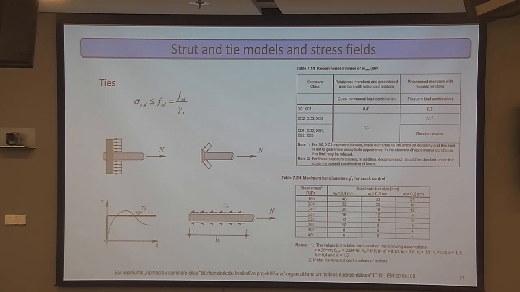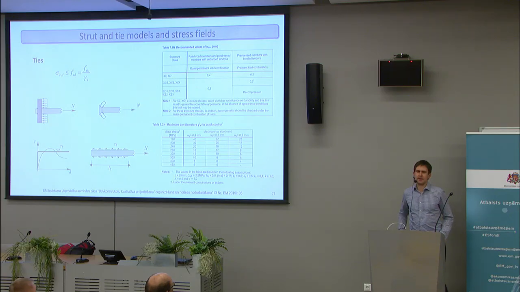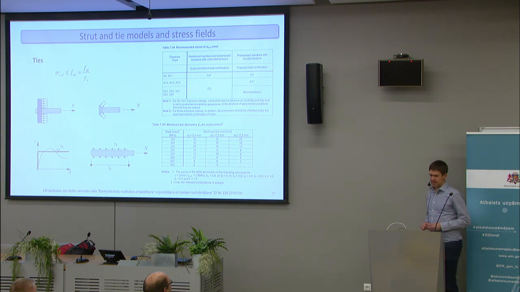Now, with ties, because it's steel, it behaves in a plastic manner. Actually, in reality, we don't have to simplify it into a plastic material. We can use the normal design strength of steel.